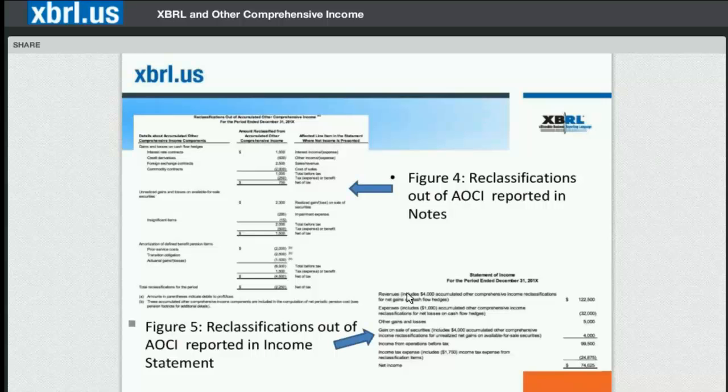a tabular presentation, and while it's a little hard to make out, perhaps what we have here is the statement of income with the amounts impacted reflected in parentheticals. So these would be the reclassifications or adjustments out of AOCI, by the caption on the income statement that is affected by such reclassification.